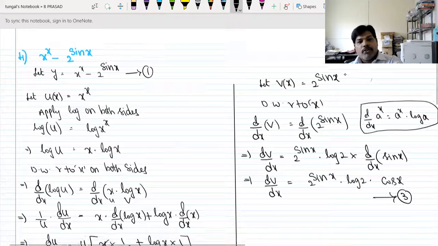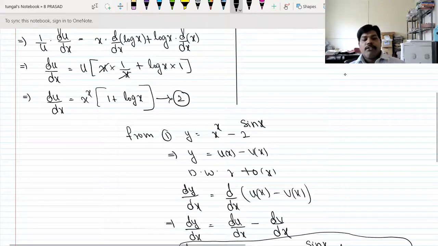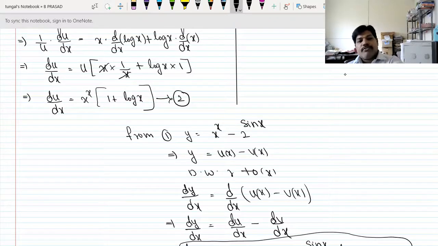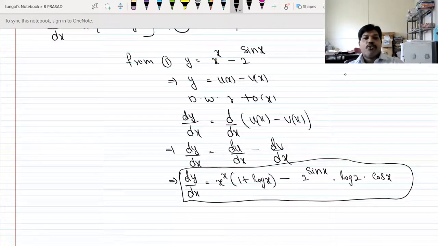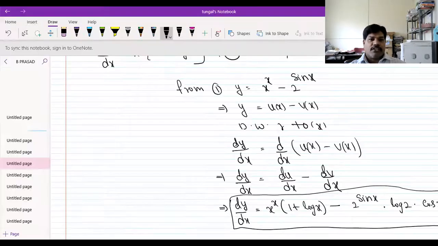So that is equation number 2. Therefore, at the end, take the problem and convert it into the form y is equal to u minus v. Differentiate with respect to x, and dy by dx is nothing but du by dx minus dv by dx. Substitute these two values in the given problem, and you will get the answer. So see that question, students, and practice it. We will continue in the next class.